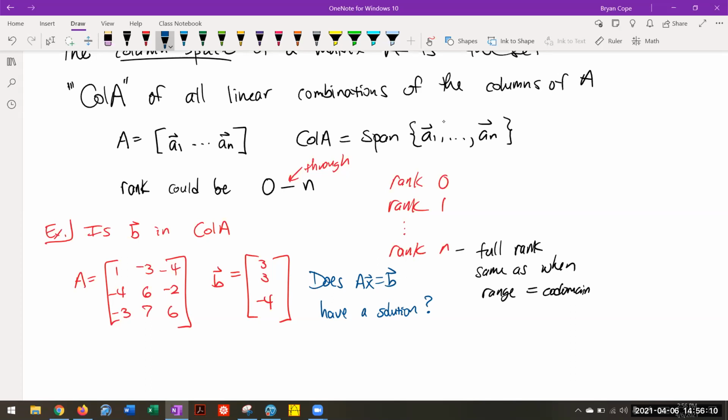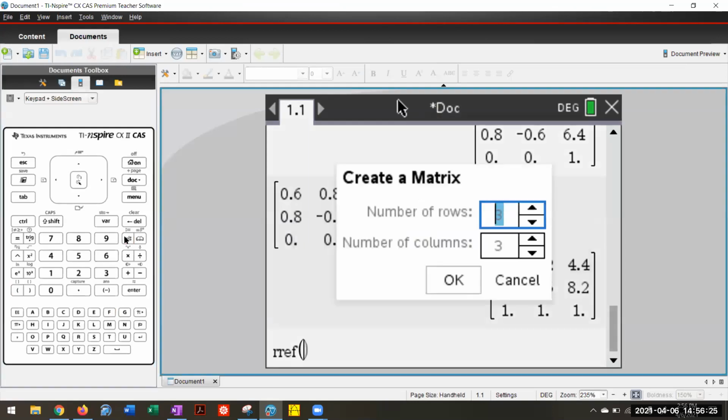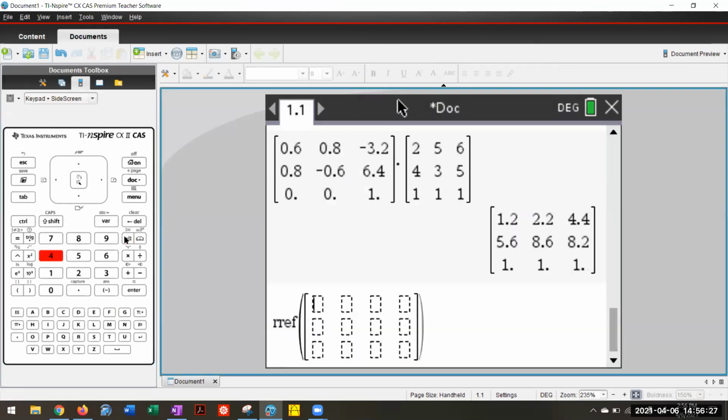So here we go. Is there a way to write notation like A augmented with B? Yes. You just put in A and then dash lines and then B. I'll show it in the notes in a second. All right, so I'm about to ref, and it's going to be a 3 by 4. And the first row is 1, -3, -4, 3.